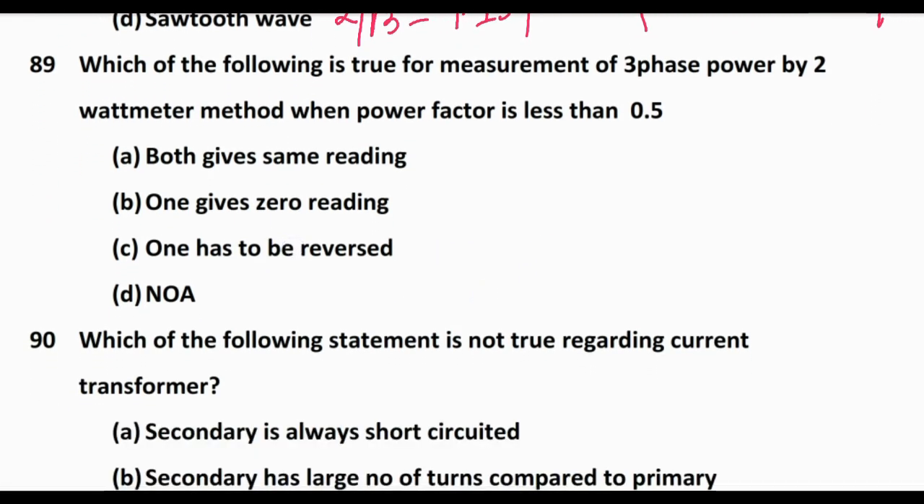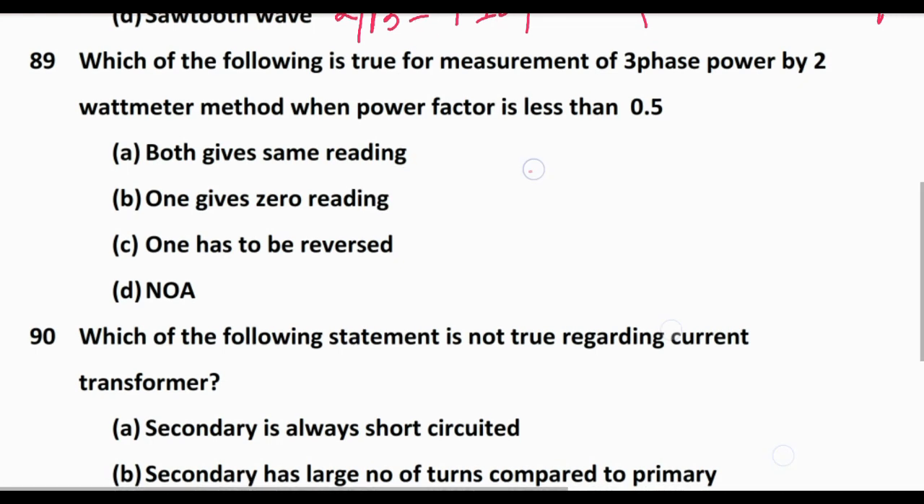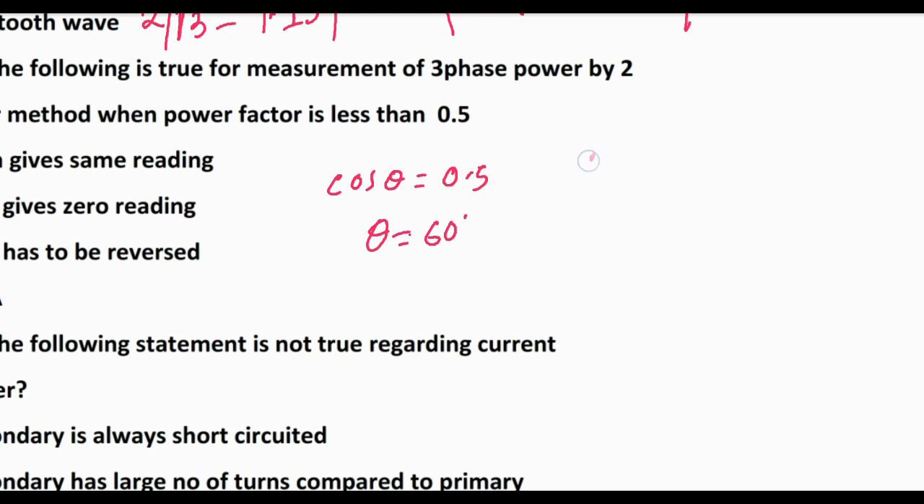Next question is, which of the following is true for measurement of 3-phase power by 2 wattmeter method when power factor is less than 0.5? So here power factor is given to be less than 0.5, that means cos theta is maximum 0.5, that means theta is equal to 60 degree, and cos theta value is ranging from 0 to 0.5, because cos theta has minimum value of 0.